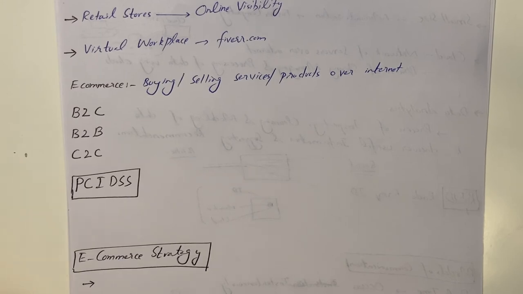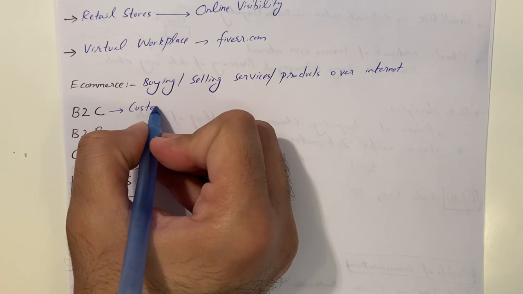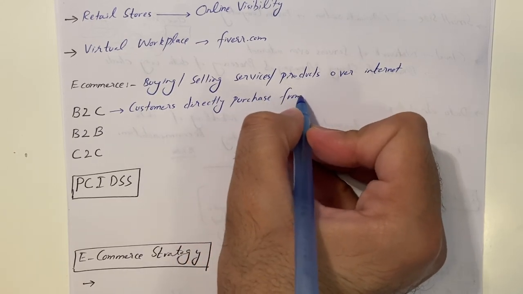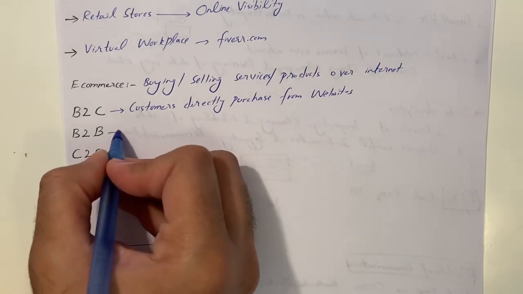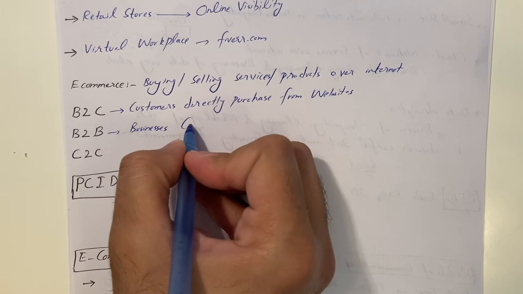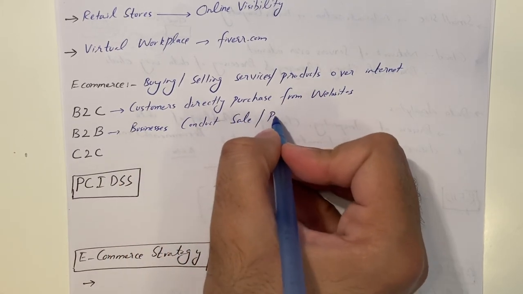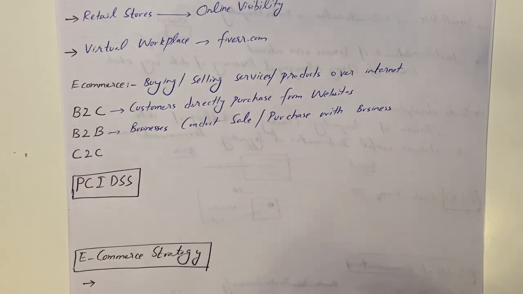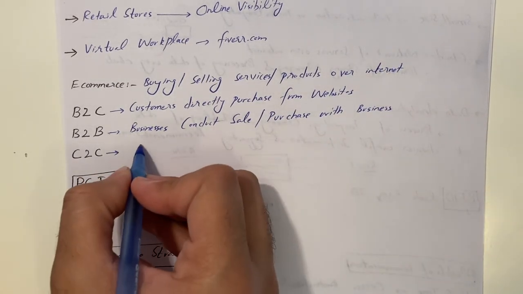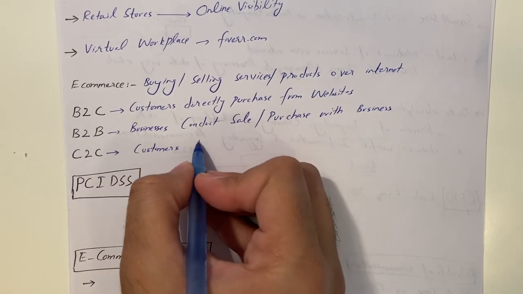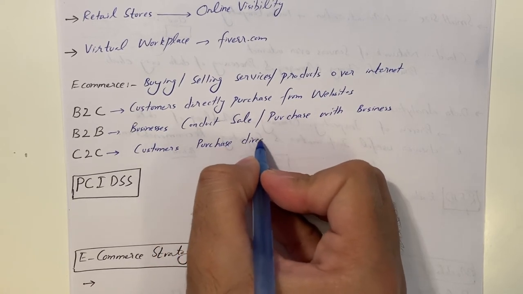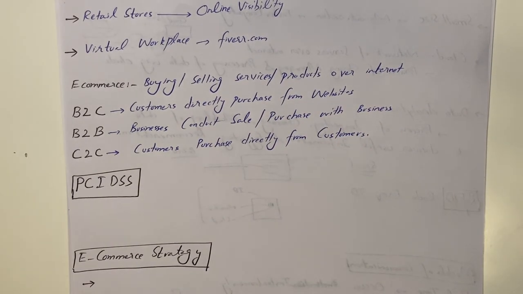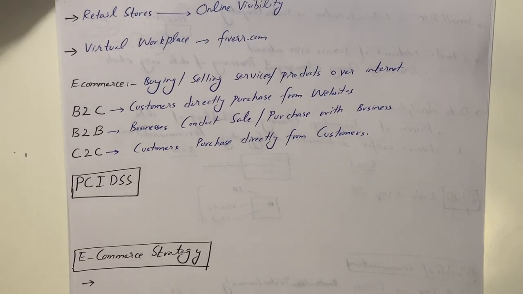There are three main models of e-commerce nowadays. One is called B2C, business to consumer, where customers directly purchase from websites. B2B, where businesses conduct sales or purchases with other businesses, like wholesale kind of things. The consumer to consumer model is where customers purchase directly from customers. For example, Facebook Marketplace, or Craigslist. These are consumer to consumer models.